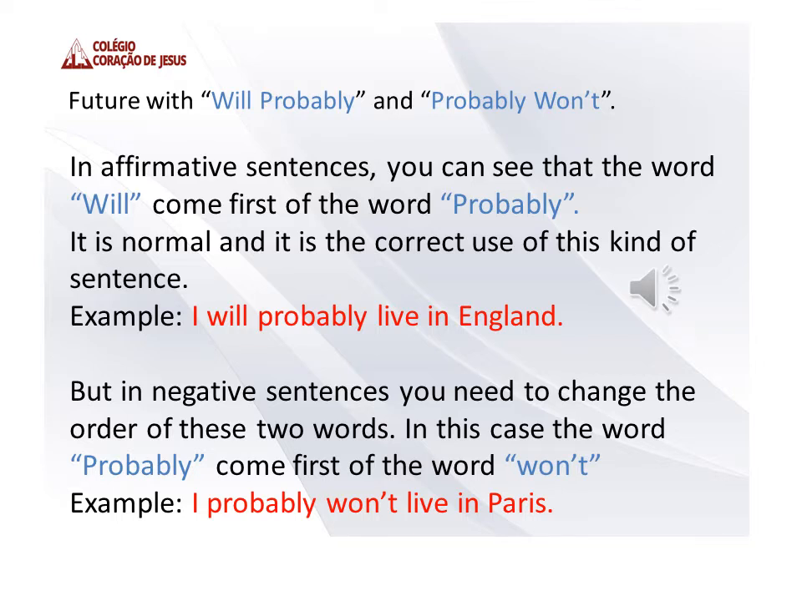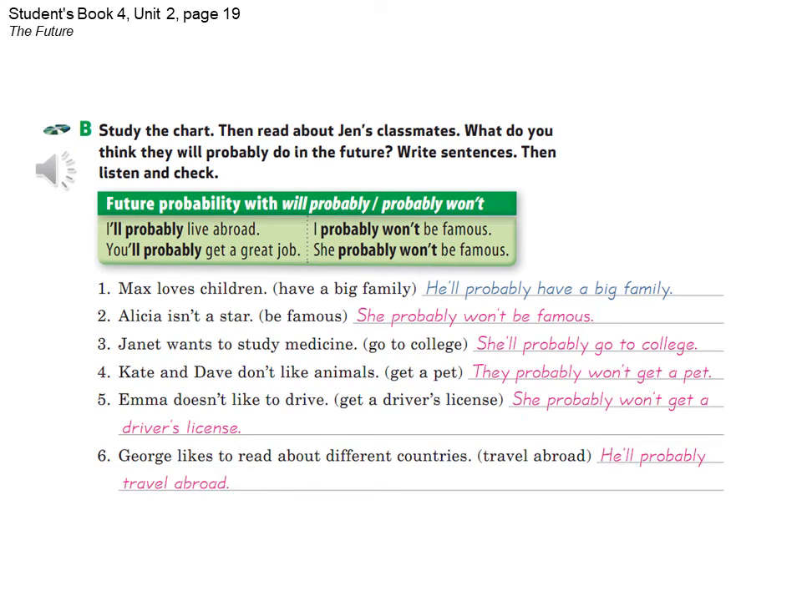But in negative sentences, you need to change the order of these two words. In this case, the word probably comes before the word won't. Look at the example. I probably won't live in Paris. Can you see the difference? Let's practice. Page 19. Exercise 2.